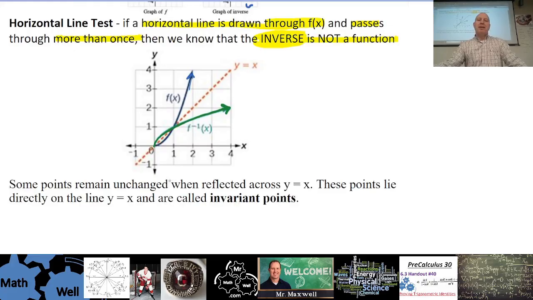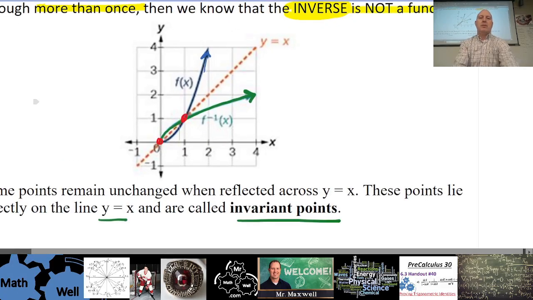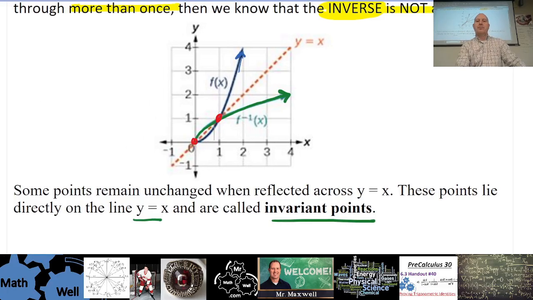Some points remain unchanged when reflected across the y equals x line. These points are the points that lie directly on y equals x, and they are called invariant points. So this point right here, (0, 0), and this point, (1, 1), are two invariant points because they're the same points on both the function and its inverse. And remember that invariant means it does not change.